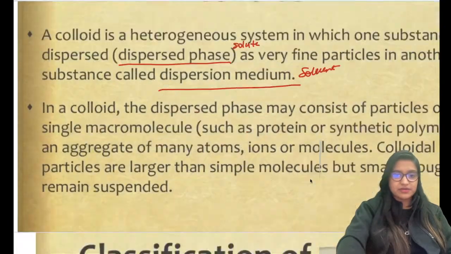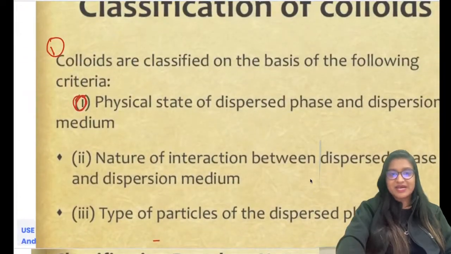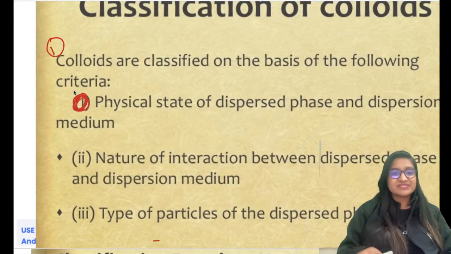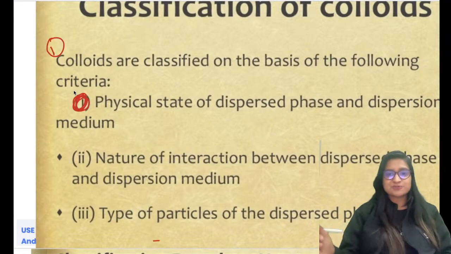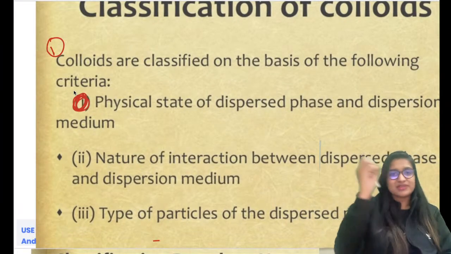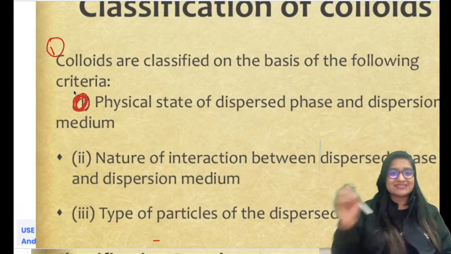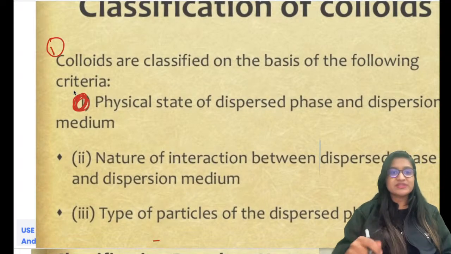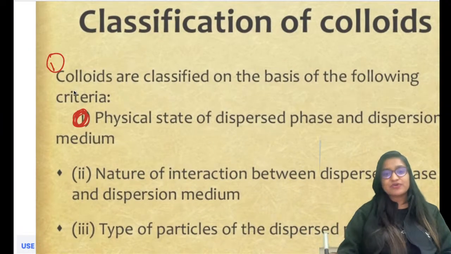Now, yeah, here we were. So we have done this classification. That was your first classification: physical state of dispersed phase and dispersion medium, right? We saw what happened when this is solid, this is liquid, liquid, solid, gas and gas, right? We have done that. So let me know in the special class if you have any doubt.